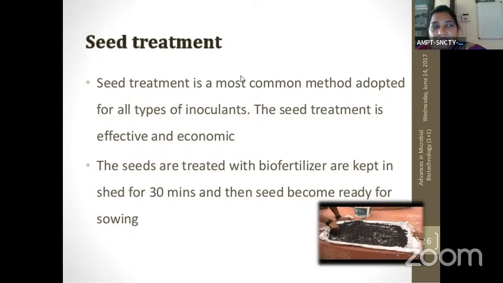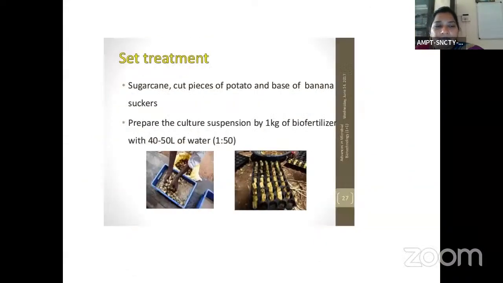When we are going to treat the seed with different inoculants like fungicides, pesticides or bioinoculants, you have to remember, first you have to treat with the fungicide. Then after that, you have to treat with the insecticide. After a gap of 24 to 48 hours, a minimum of 48 hours, you can treat with the bioinoculants like biopesticides or biofertilizers. This is the procedure we have to follow for seed treatment.